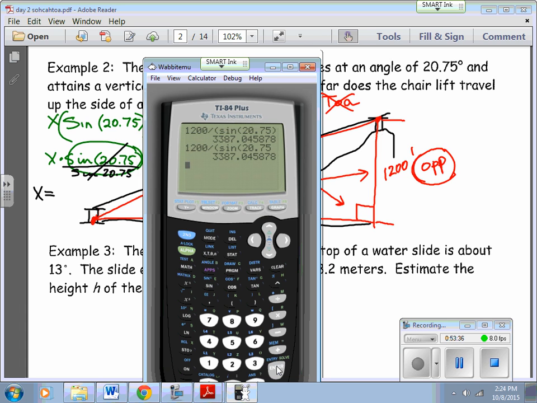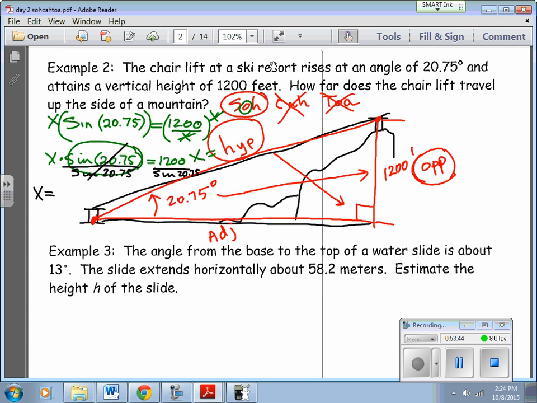The same. Do you see the number I'm getting is 3387.05 approximately? Does that sound like a reasonable answer for this question? And those units are in feet. Does that sound reasonable? That the ski lift travels 3,387.05 feet from the bottom till it reaches the top? You notice the height of the mountain is 1,200 feet.